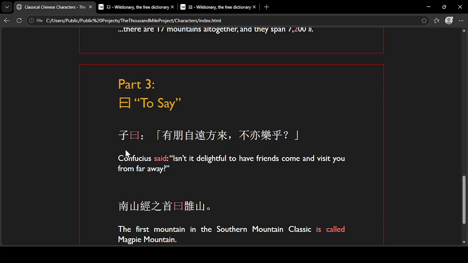So, pulling it all together, Confucius said, isn't it delightful to have friends come and visit you from far away or faraway places? So usually the say character, like I said, there were no quotation marks. So when you see that character after someone's name, basically it's the equivalent of colon and then the following stuff in quotation marks.